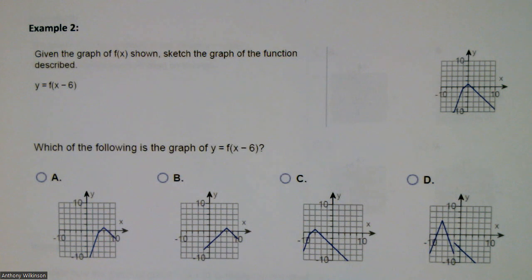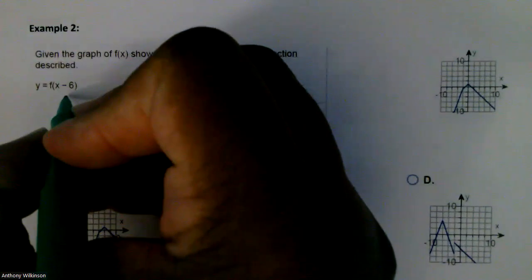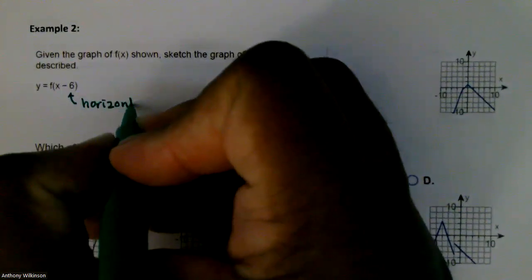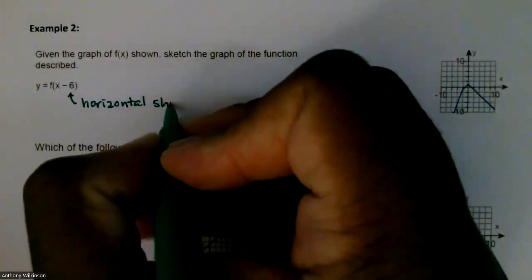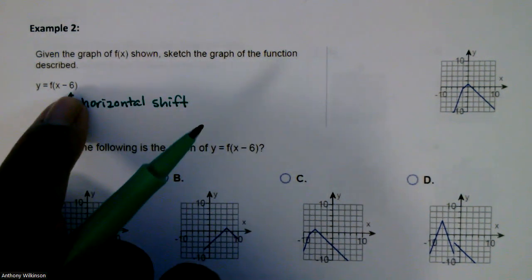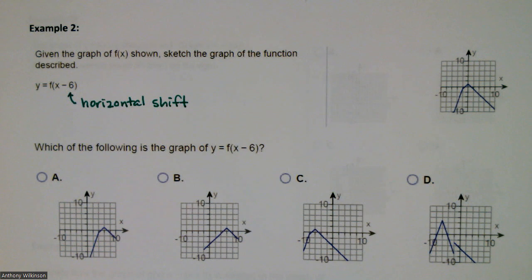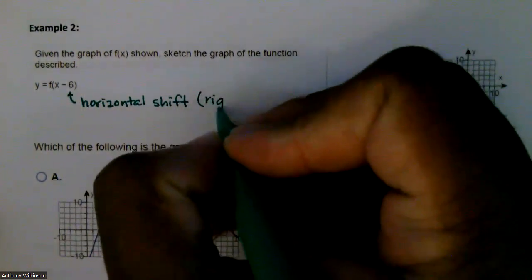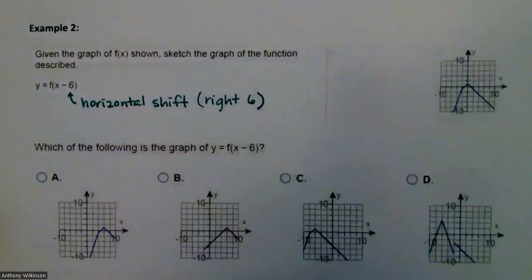Now notice here, the minus 6 is on the inside of the parentheses. So this time, we have what they call a horizontal shift. That means it's been shifted either to the left or to the right 6 places. Well, notice that we have a minus 6 in front, so that means that this graph had to be shifted to the right 6 places. So the horizontal shift went to the right 6 places.